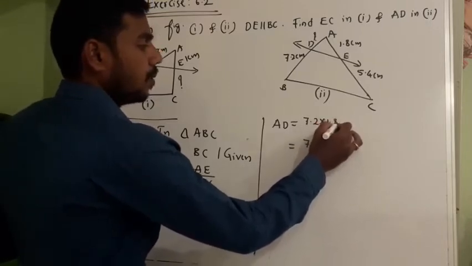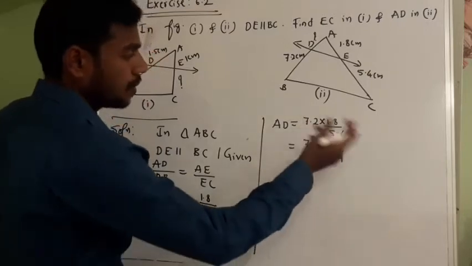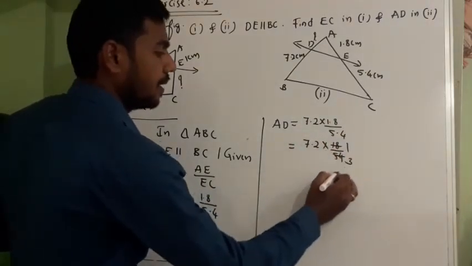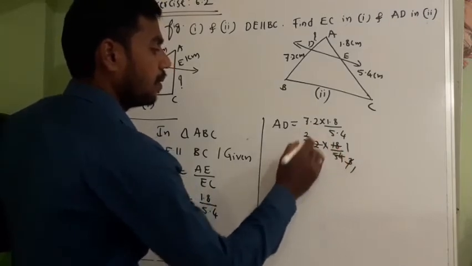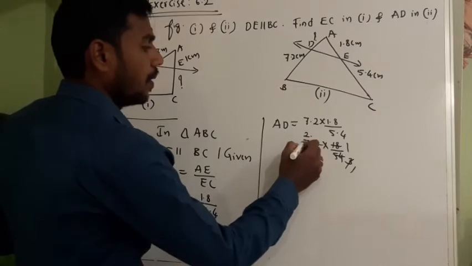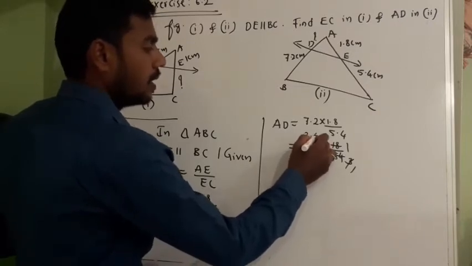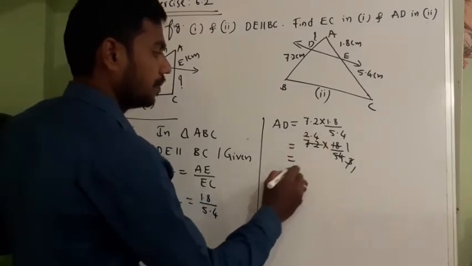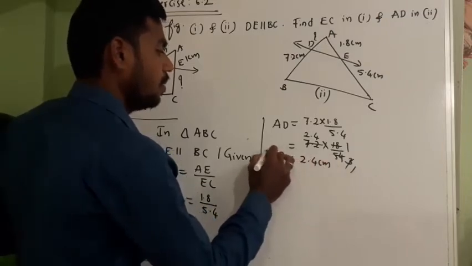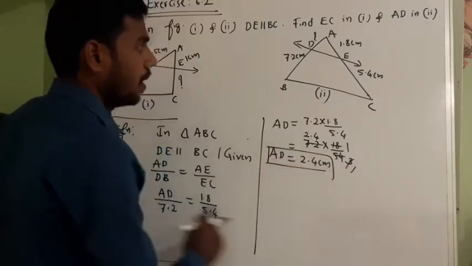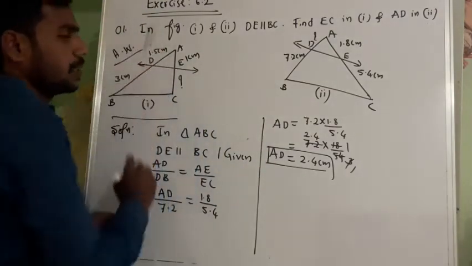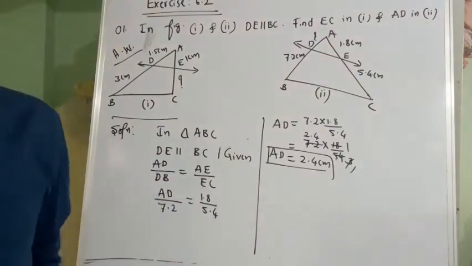After decimal, one digit. So I can write 18 by 54. 18 ones are 18, 18 threes are 54. Next, 3 ones are 3, 3 twos are 6, 1 left, 12, 3 fours are 12. So 2.4 centimeter. So AD is equal to 2.4 centimeter. Please note this down. The first question will be your homework. You need to solve it by yourself.